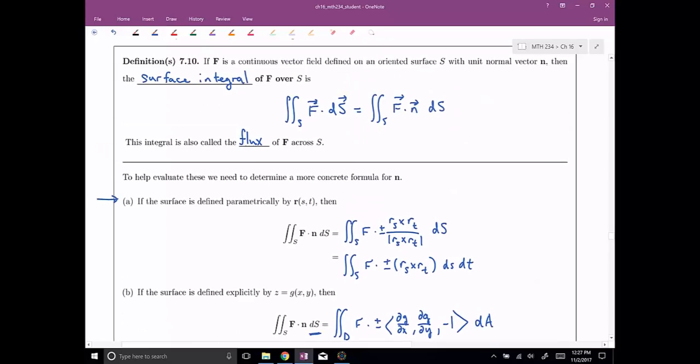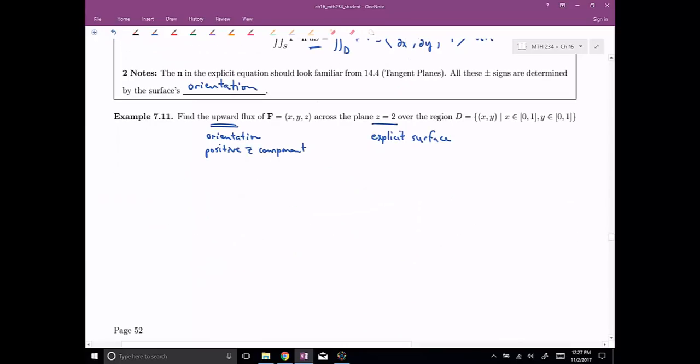So upward flux, again, this integral right here is called the flux integral, and we've specified the orientation by saying the word upward. So I'm going to calculate the surface integral of F. Let me enter in our specific F here. So this is x, y, and everywhere I see a z, I'm going to put 2, because this is the restriction on our particular surface. So that's going to be 2.